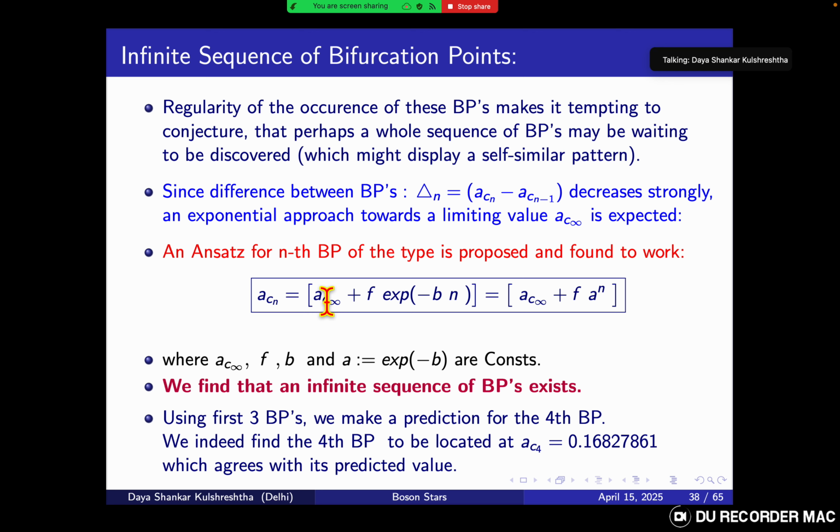So here, A, F, and B are constants, and we used the first three bifurcation points and made a prediction for the fourth. And Sanjeev's program gives the fourth one exactly located at this point. So going up to the fourth bifurcation point is already very, very challenging, because one has to go up to the eighth digit of numerical accuracy. But this conjecture seems to work perfectly well. It seems to be tested here.